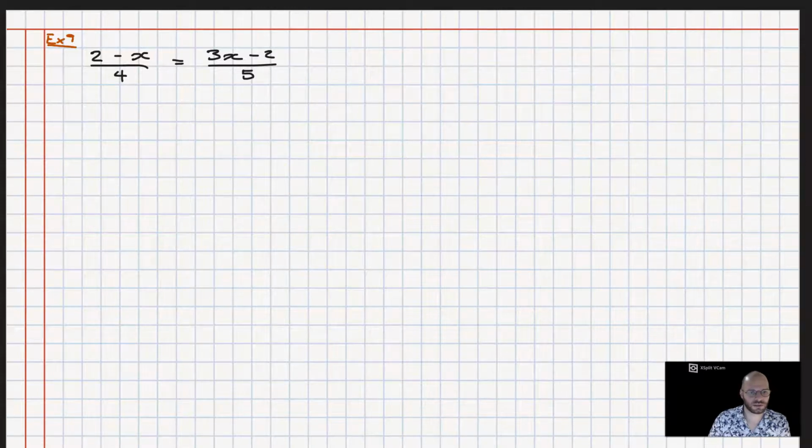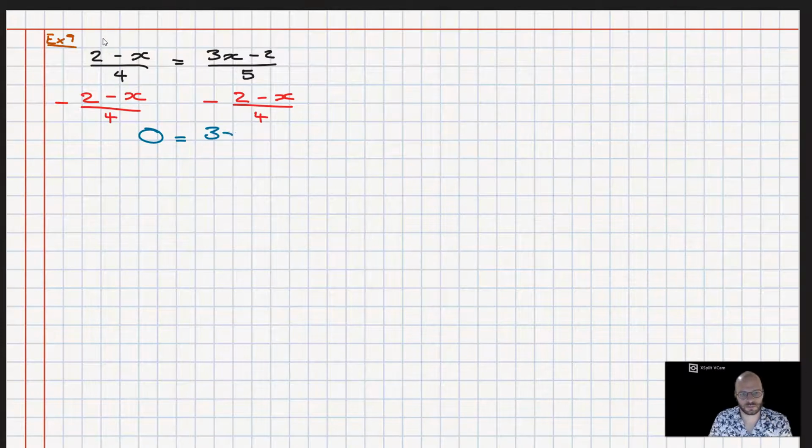So first things first, we want to move everything to one side of the equation. I've got more space on the right, so I'll move the left to the right. So we're going to take 2 minus x over 4 from both sides of the equation. This will yield nothing on the left.